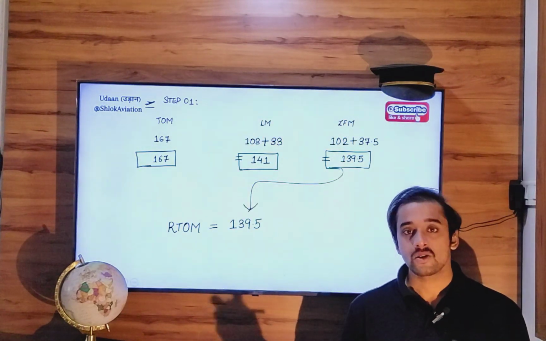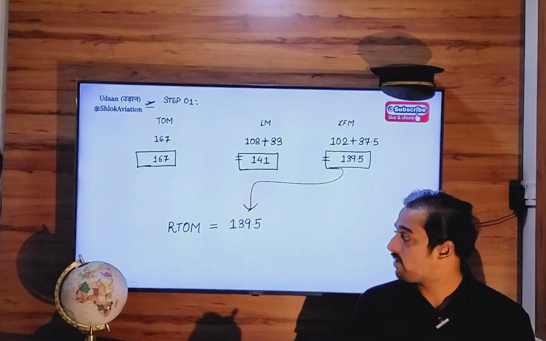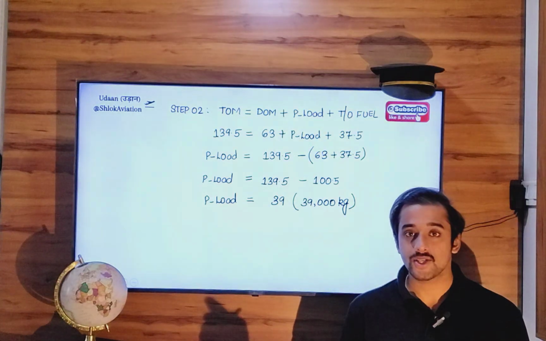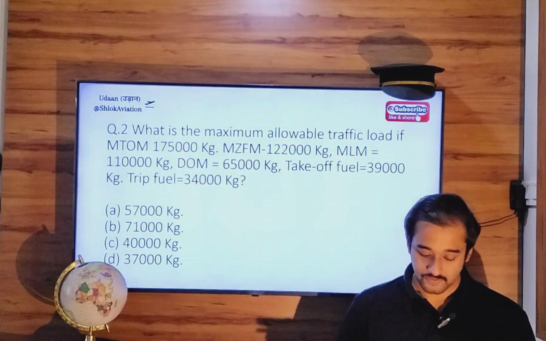Step 1, draw three columns, find out the three takeoff values, choose the takeoff value which is the least. Step 2, substitute the values in the formula. Simple. Let's go to question number 2 now.